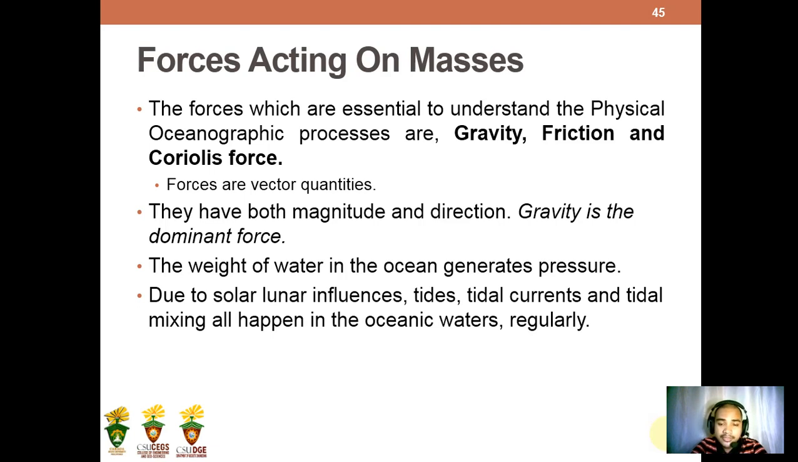The weight of the water in the ocean generates pressure, and due to solar and lunar influences, the tides, tidal currents, and tidal mixing happen in oceanic waters regularly. So first, due to the gravitational attraction between the moon and the earth, there are tides, there are currents, and there is mixing of all those currents, whether it is high tide or low tide. It will happen to the ocean waters regularly.